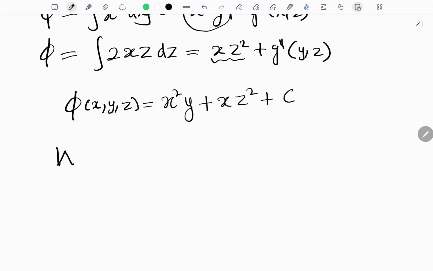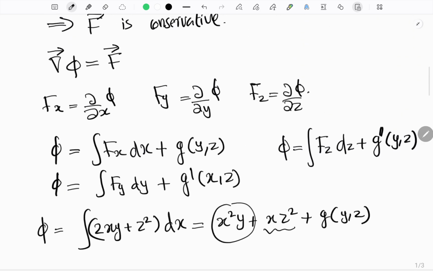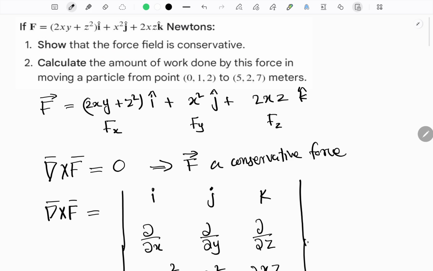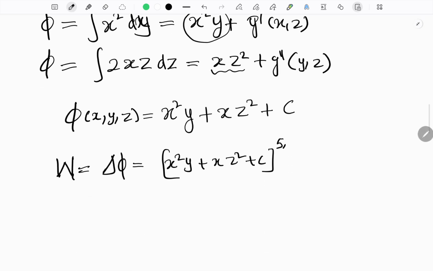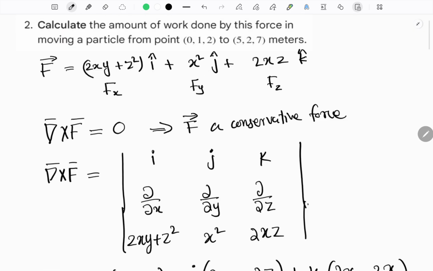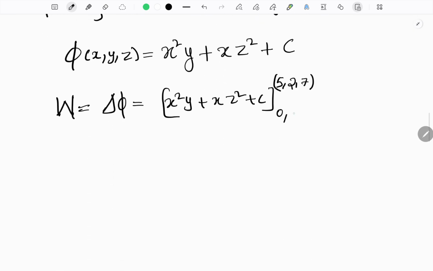Now the work done will be equal to the change in phi. So this is our phi function: x square y plus xz square plus c. It changes from where to where? We have to see the points. In the question it is given that it goes from 0, 1, 2 to 5, 2, 7. So the upper limit will be 5 comma 2 comma 7, and the lower limit is 0 comma 1 comma 2.